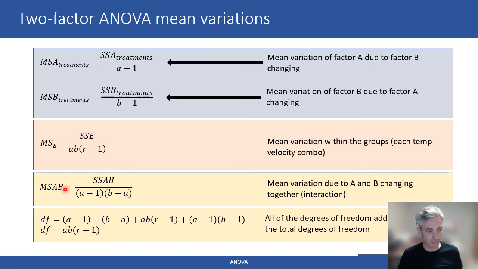Again, all of the degrees of freedom should add up together. So this is the treatment A degrees of freedom, treatment B degrees of freedom, the error term degrees of freedom, and the AB interaction degrees of freedom. So that simplifies to this if you do this maths. So now we have the mean sum of squares for all of the factors and the interaction terms and errors. So we can calculate the F statistic.